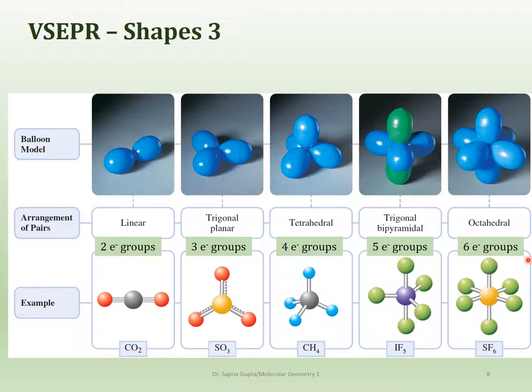Then we come to the 6 electron groups, and the 6 electron group here is sulfur hexafluoride. Again, sulfur in the middle, and now you have the 6 fluorines all around it, and this is the farthest away they can get from each other, and that's the octahedral shape, and that's what the balloon shape looks like. Okay, and so sulfur is in the middle here. So this is a nice little representation of what all of these groups look like.